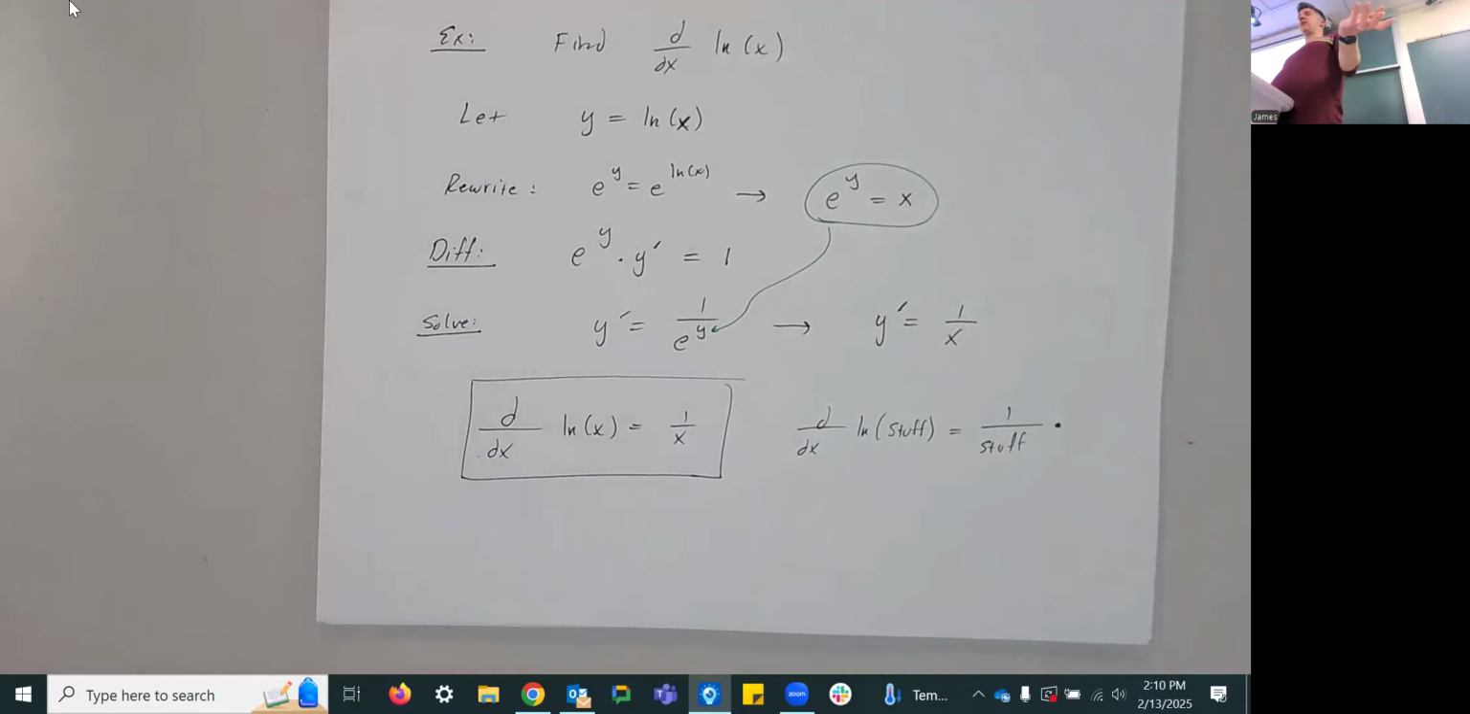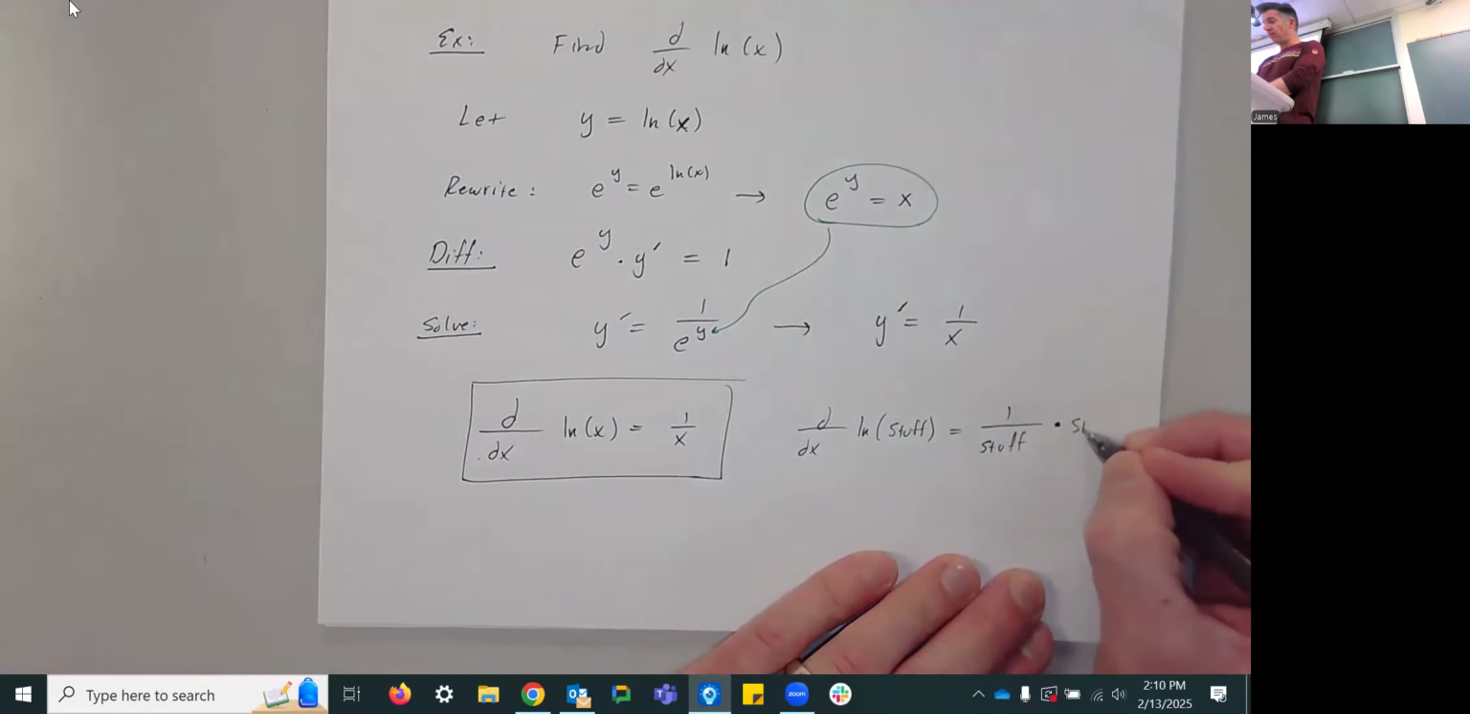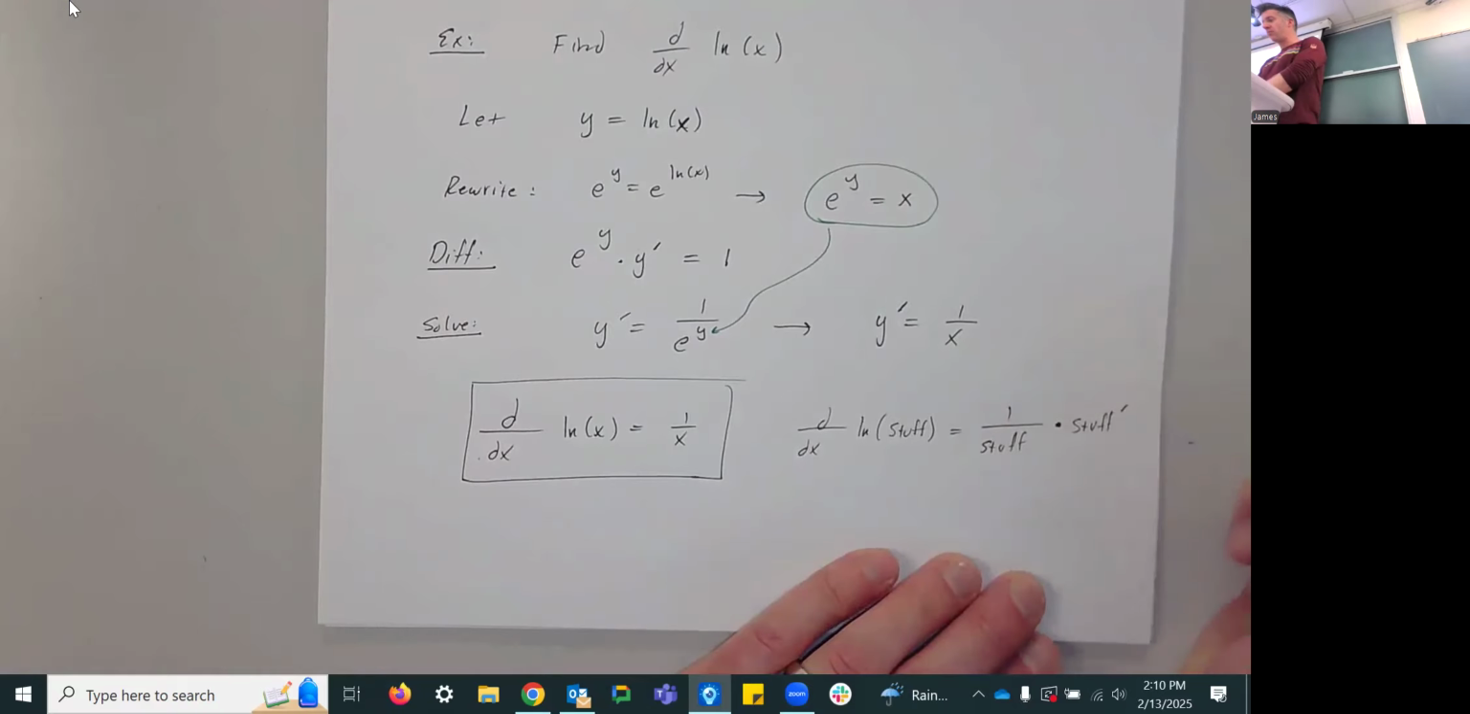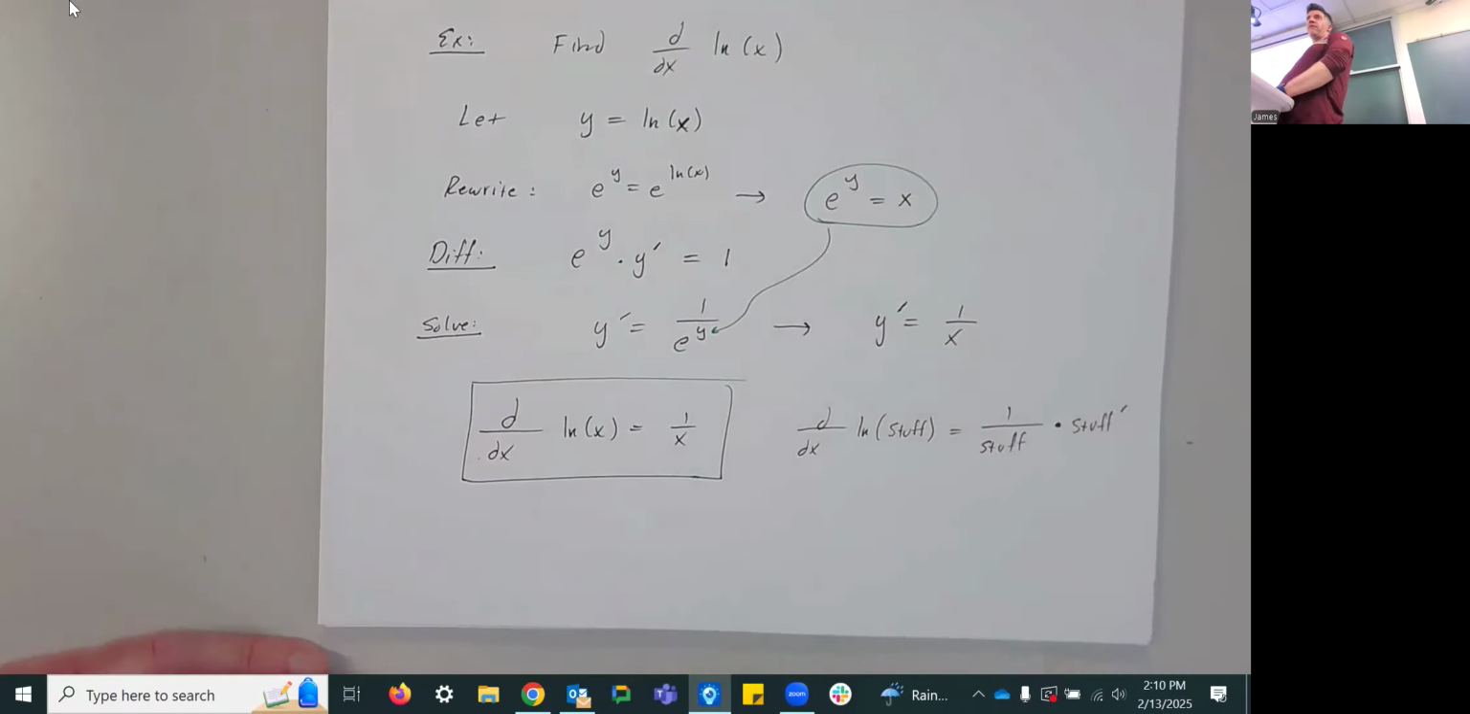The answer is always the same, right? It's always the derivative of the stuff every time. We're using the chain rule. It's always going to be the derivative of your argument. People often write this as the derivative of the stuff on top of the stuff. Also fine. It's not the way I usually choose to write it.